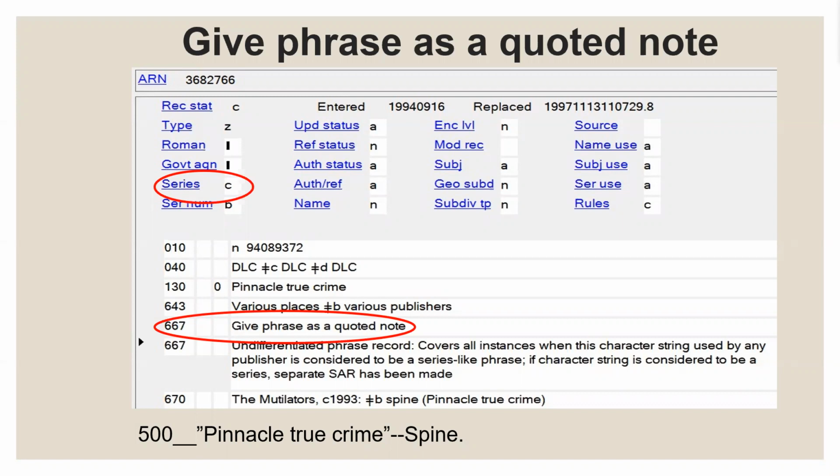So in this case, since they tell you to give the phrase as a quoted note, you would just put in 500 Pinnacle True Crime, and then wherever you saw that. And most of the time I do think those are probably on the spine of your book.